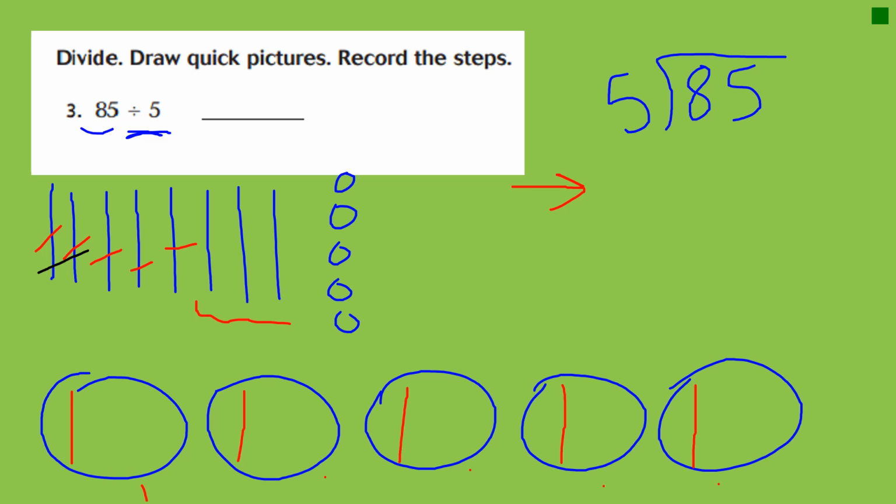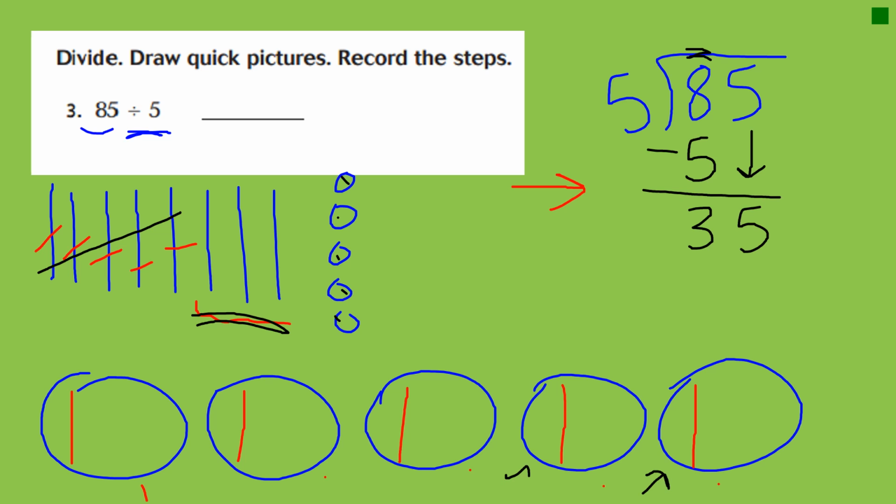I took 5 sets of 10, divided them out into the 5 groups. I have 3 10s left, and then I'm going to bring down the 5. 1, 2, 3, 4, 5 ones are left. Okay? And then up here, I'm going to record how many 10s are in each group.